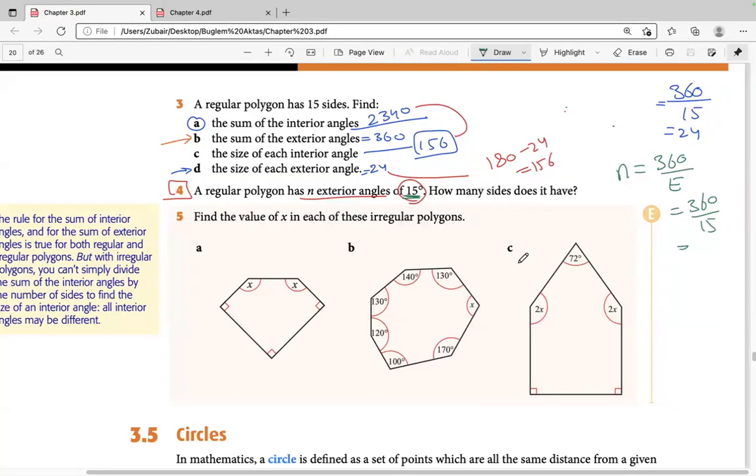When you divide 360 by 15, which multiple comes to your mind? First, 5 or 3? When you're dividing 360 by 15, what are you thinking? Dividing it with 5 or 3?